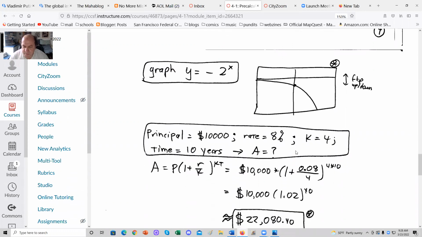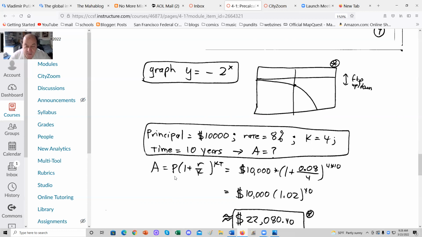Here's a compound interest problem. The principal starts out with $10,000 invested. Oh, boy, wouldn't I like that much. At an interest rate of 8%, quarterly compounding, K equals 4. How much does it grow to after 10 years? All right, here we go.